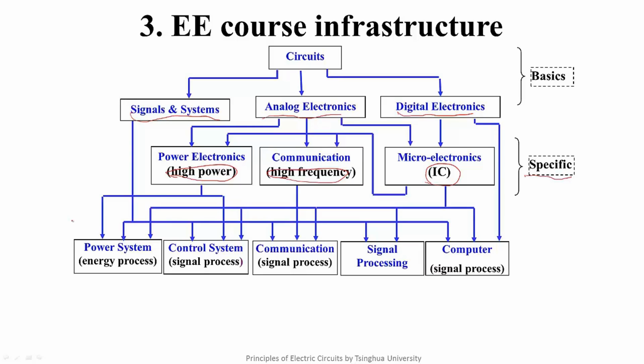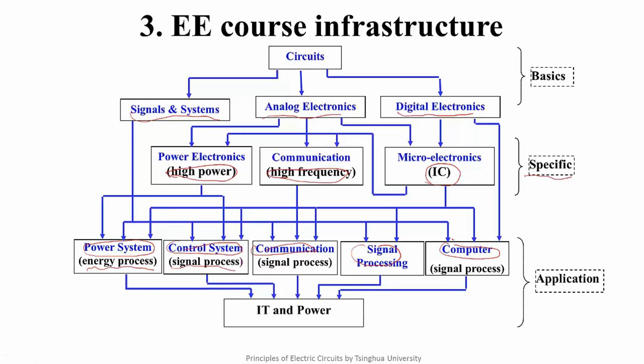For example, if you are interested in energy processing, you can learn a series of courses on power systems. If you are interested in signal processing, you can learn a series of courses on signal processing, control, communication, and computer. And these research fields are combined to build the ubiquitous IT and power. So all these courses belong to application courses. From this picture, we can see that PEC is the core of all EECS courses and worth our high attention.